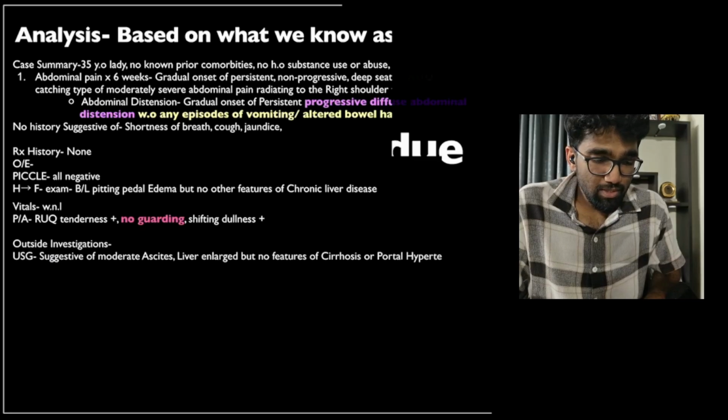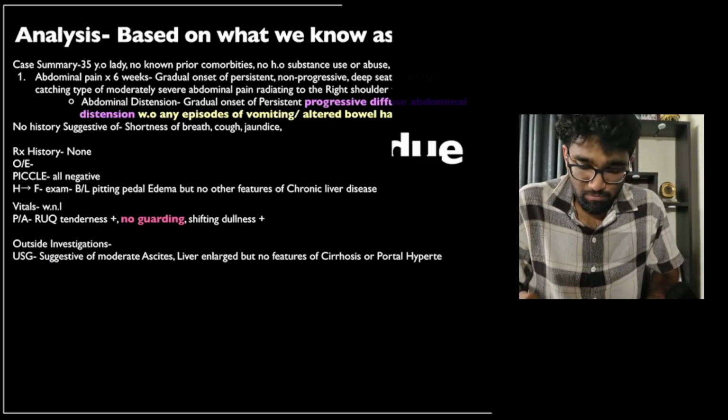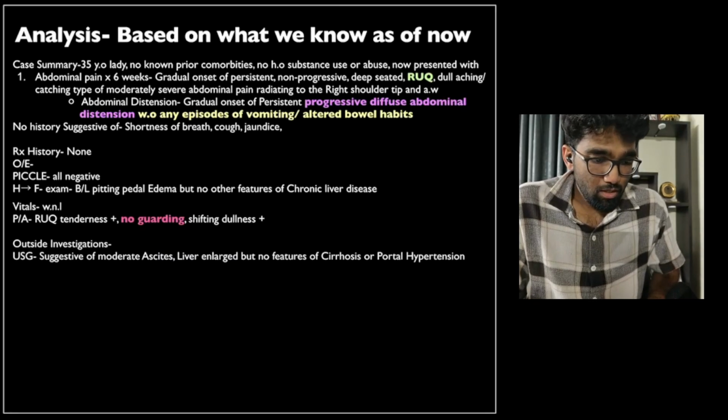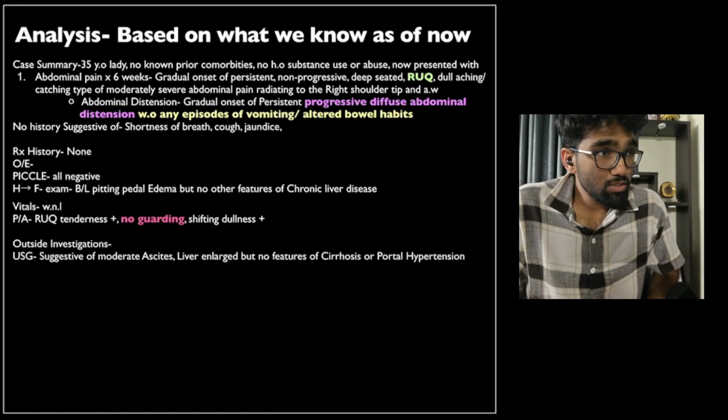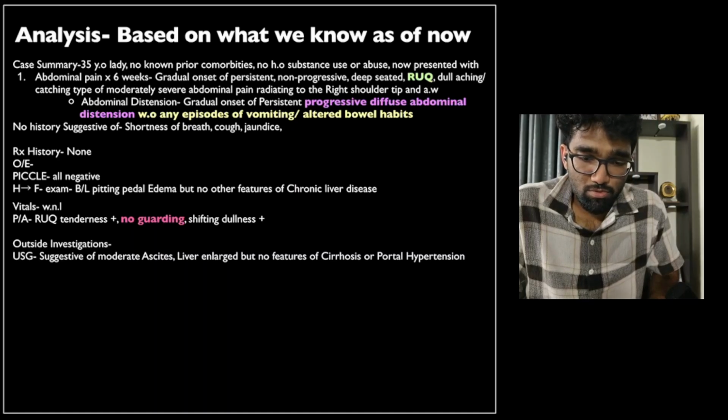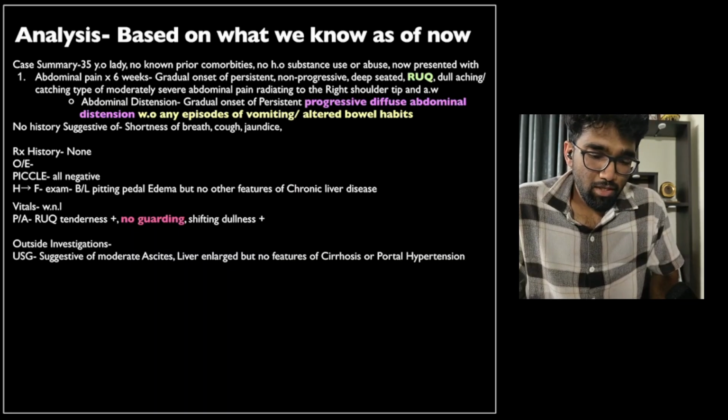So in that video, I had discussed the following points. I discussed the following case vignette. So we had a 35-year-old lady without any known prior comorbidities, no history of substance use or abuse, who had now presented with abdominal pain for the last 6 weeks. The pain was gradual in onset, persistent, non-progressive, deep-seated in the right upper quadrant, dull aching or catching in character, moderate to severe, or rather moderately severe, and radiating to the right shoulder tip.